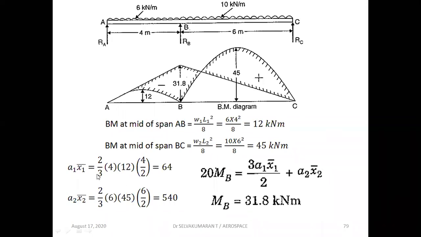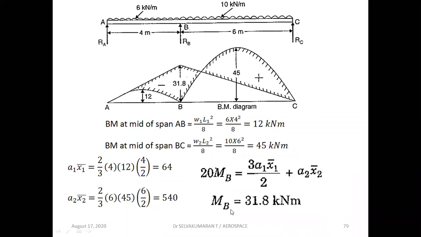So if you substitute A1 x1 bar and A2 x2 bar in this equation and simplify, you will get MB to be 31.8 kilonewton meter. So MA is 0 here, MC is 0, here MB is 31.8, draw a straight line. So this is the bending moment diagram due to support moment, and this is the bending moment diagram due to vertical loads. So this is the resultant bending moment diagram for the given loading.